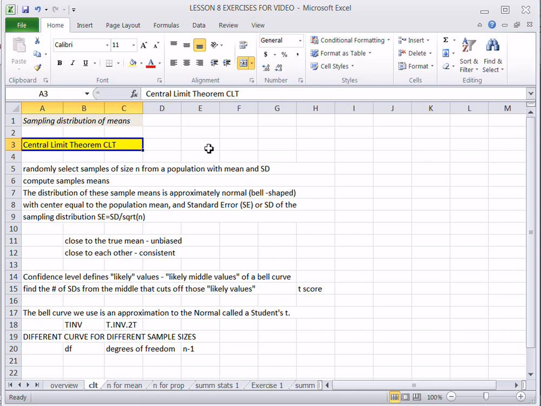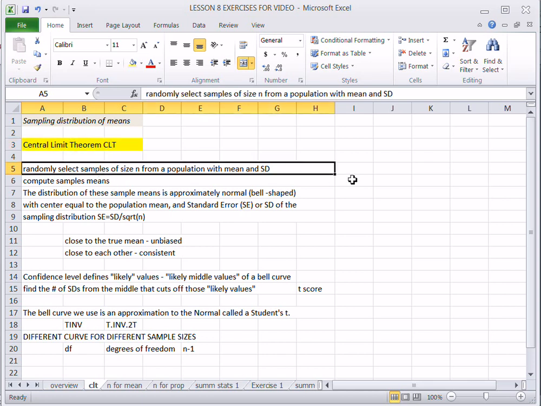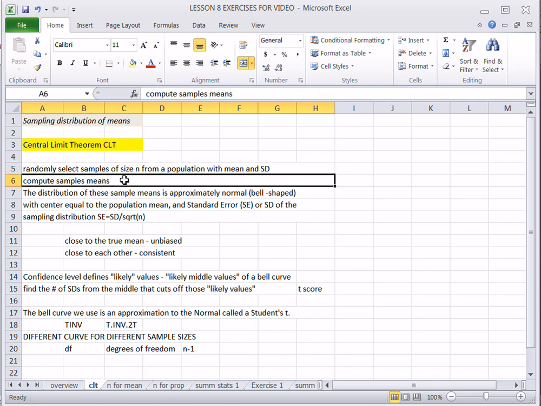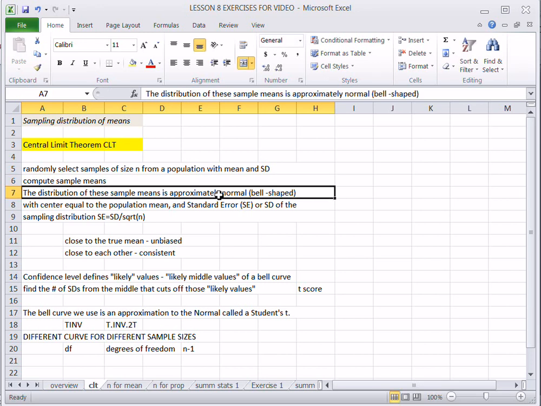What the central limit theorem says is if you randomly select samples of size n from a population with some given mean and standard deviation, doesn't matter what the population looks like or what the mean and standard deviation are in general, but if you randomly select samples of size n and compute the sample means from these samples, and then let's say you constructed a frequency table and histogram, the distribution of the sample means would be approximately normal. It would be bell-shaped, right?